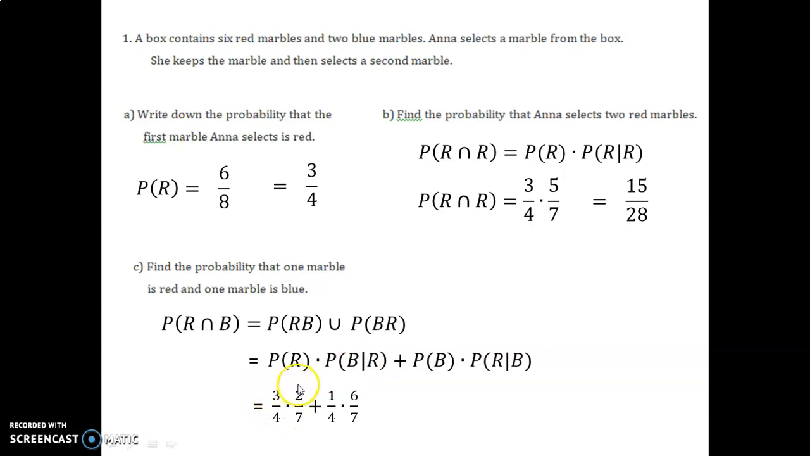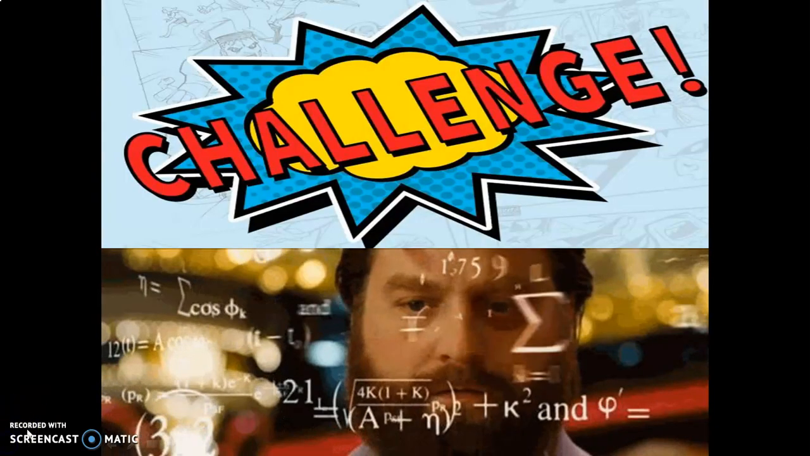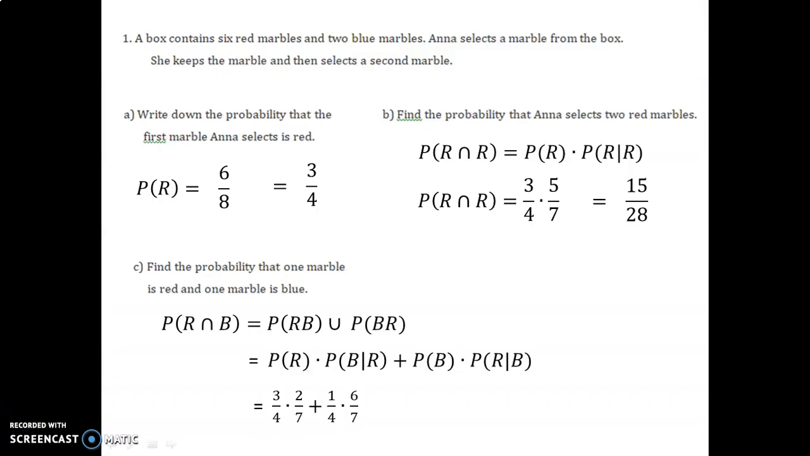So red, 3 out of 4, times blue, now that a red has been chosen, 2 out of 7, plus the other way around, blue first, 1/4, times the chance of red, since blue has been taken, 6 out of 7. I didn't have the final answer there, but there should be one. Let's take a look. Okay, I think I have an answer now, so that we can multiply to 6 out of 28 plus 6 out of 28. That's coincidental that they're the same. They wouldn't always be the same. It just works out this way. 12 out of 28 reduces to 3/7.